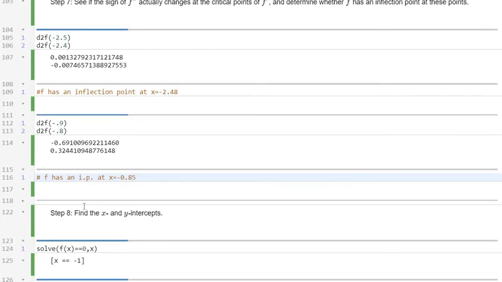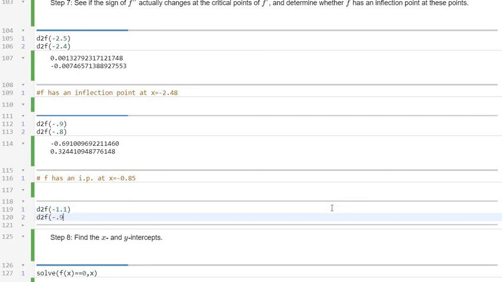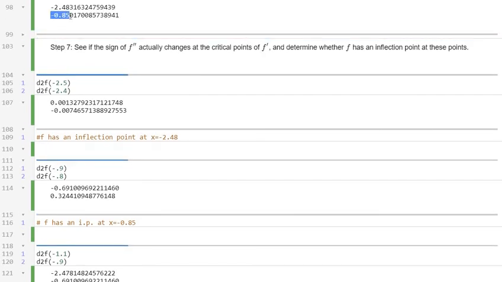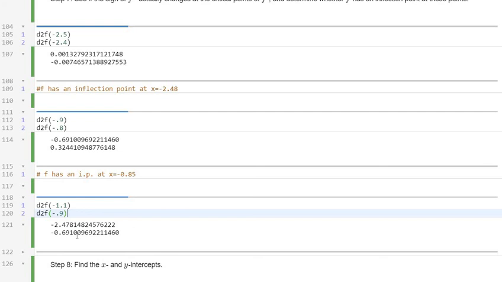And the last place is -1. So something to the left of -1, something to the right of -1. Again, be careful about this. You don't want to go too far to the right and pass the other one, the -0.85. That's close by to -1. Here, there is no sign change. So there is no inflection point at -1. We're not entirely surprised by that because that was the local minimum. But no inflection point at x equals -1. It's concave down on both sides, and that's going to be relevant when we see the picture.